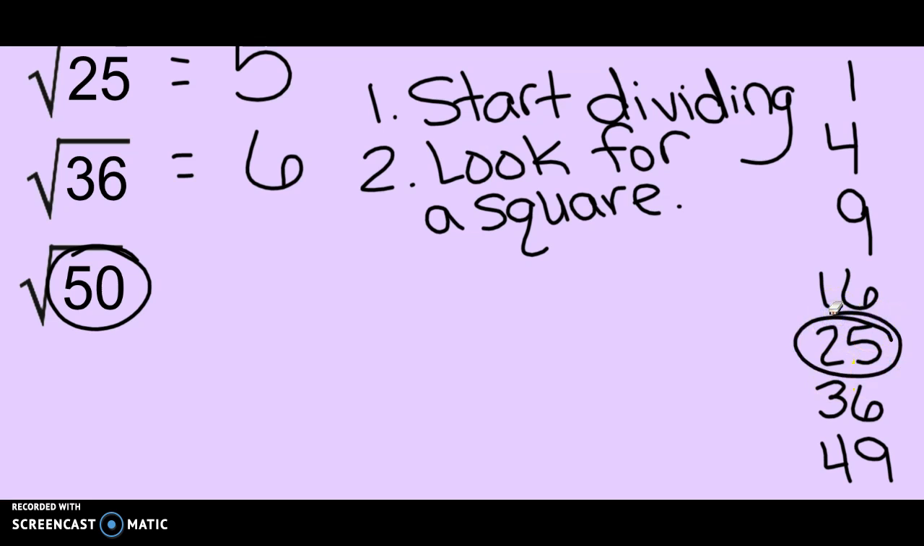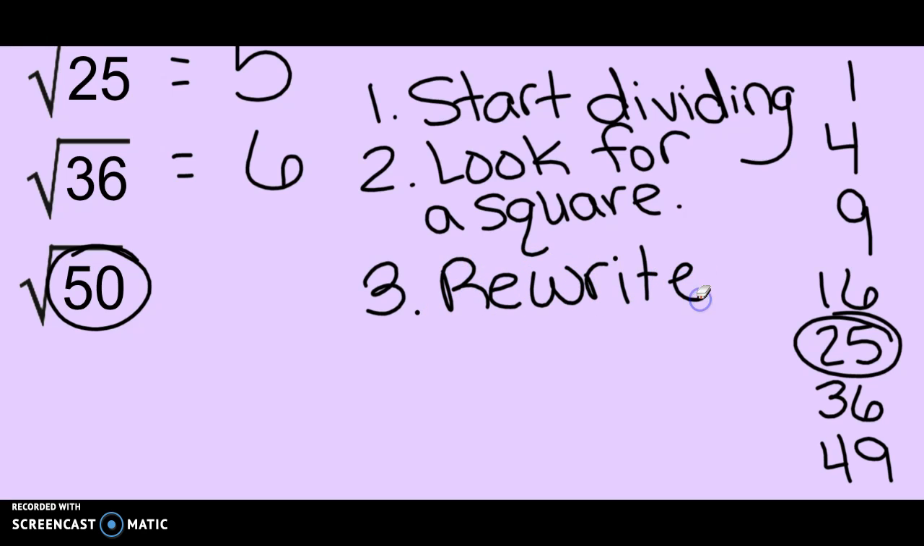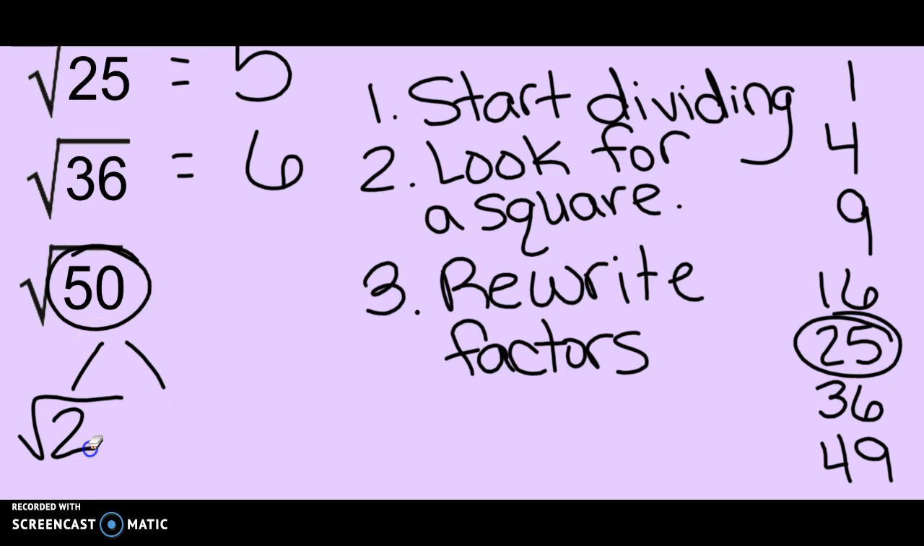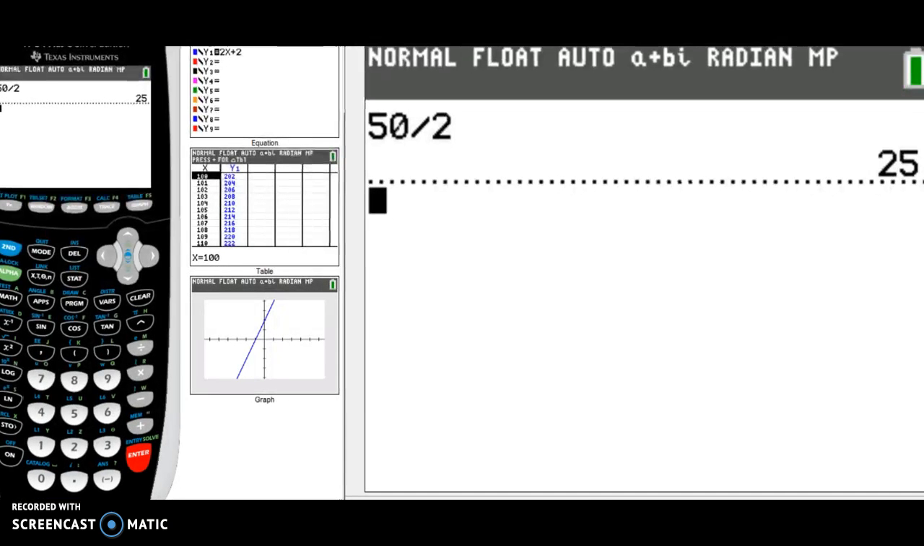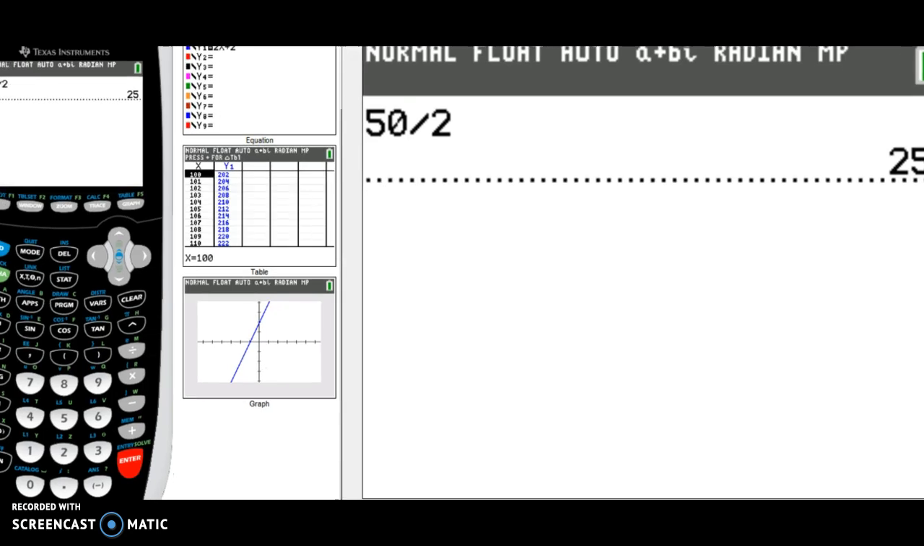The next thing you're going to do is rewrite it as your factors, but now they're going to be under the square root. So instead of the square root of 50, we're going to write the square root of 25, and the other factor that we found it to have was 2. Go back and look. You've got 25 and you've got 2 that make 50.